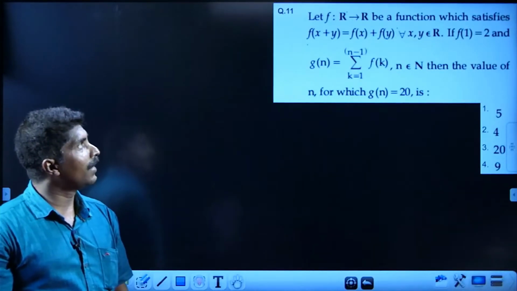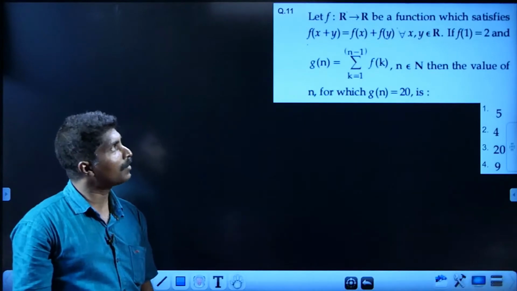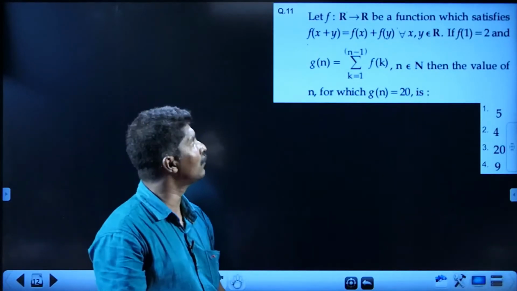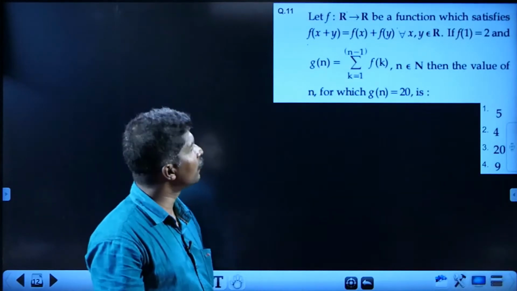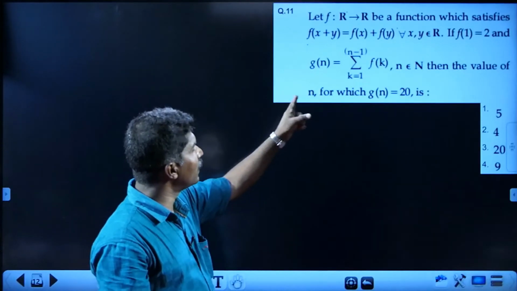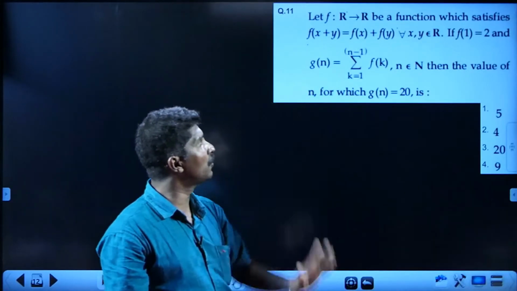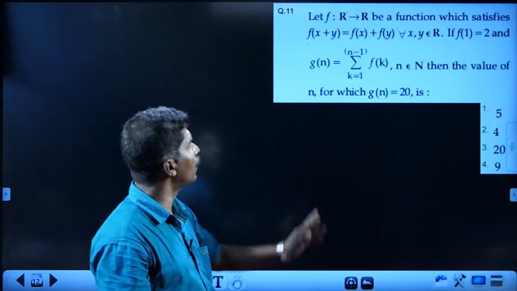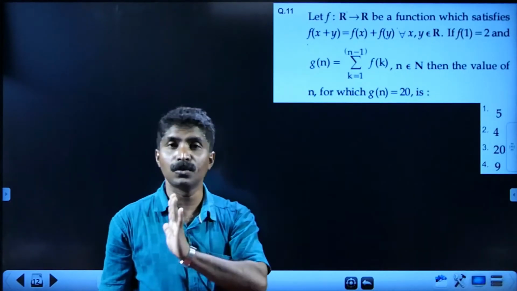Question number 11. Let f from R to R be a function which satisfies f of x plus y is equal to f of x plus f of y, a special functional form, and f of 1 is equal to 2, and g of n is equal to sigma k is equal to 1 to n minus 1 of f of k, for all n belonging to N. Then find the value of n for which g of n is equal to 20.